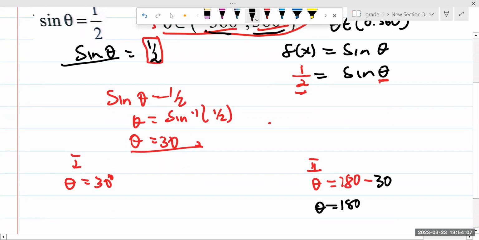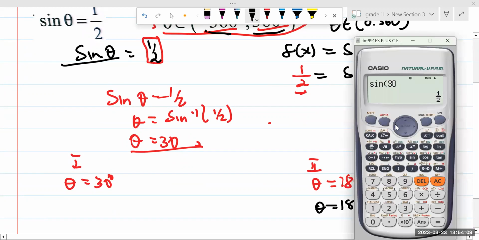Go and check it then. If I say sine 150, does it give me a half? Yes, it gives me a half. So these are the values that when I substitute for theta, they are going to give me a half. Are these the only values? No, these are not the only values. There are many values which are going to give a half.